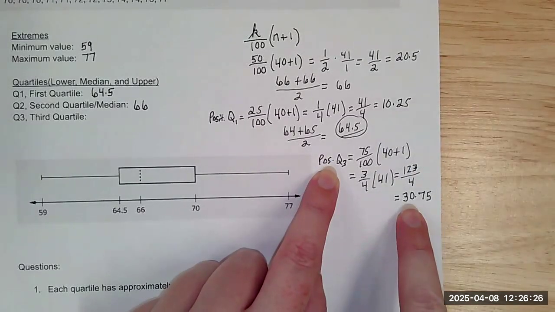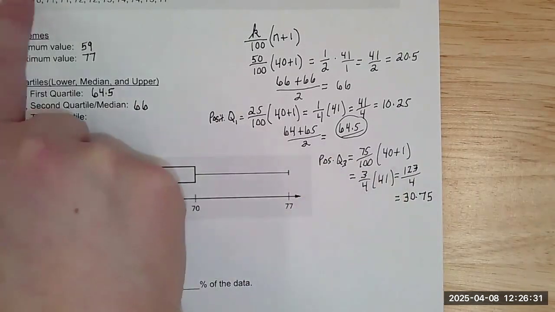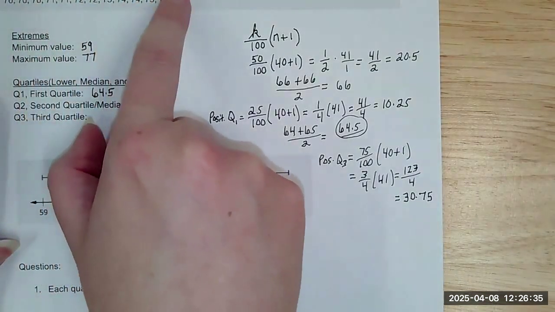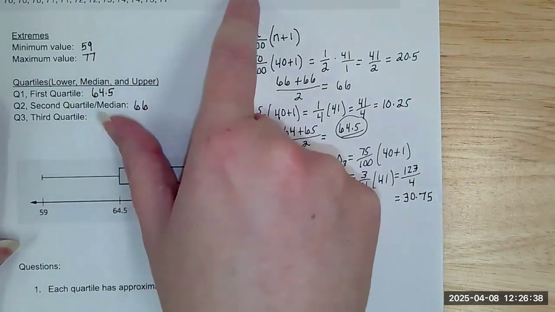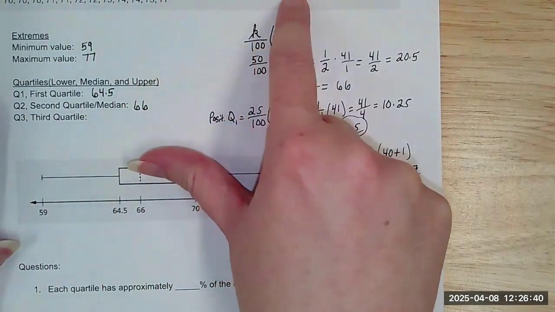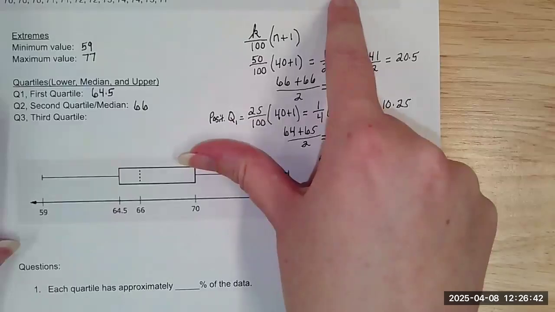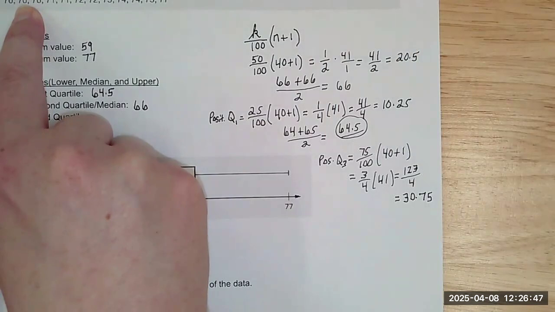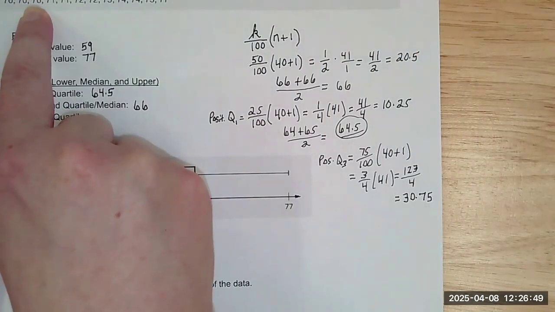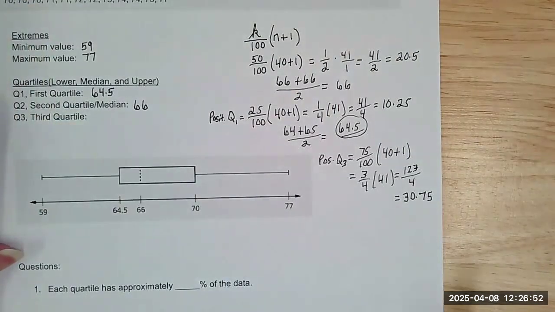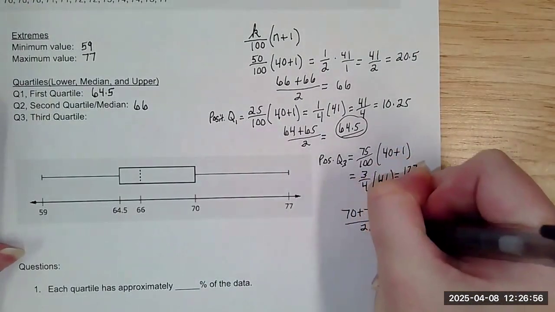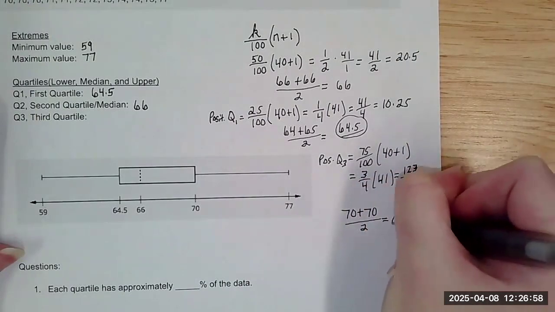So that means I need to go to position 30 and position 31. Okay, so 1, 2, 3, 4, 5, 6, 7, 8, 9, 10, 11, 12, 13, 14, 15, 16, 17, 18, 19, 20, 21, 22, 23, 24, 25, 26, 27, 28, 29, 30. I got 70. And 31, I also got 70. So 70 plus 70 divided by 2 is going to pop out a 70 for us.